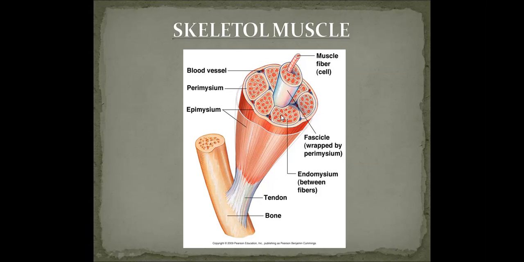Inside this epimysium, we are seeing these blue color lines, right? In this, some bundles are there. This is one bundle, second bundle, third bundle, fourth, fifth, sixth, seventh.